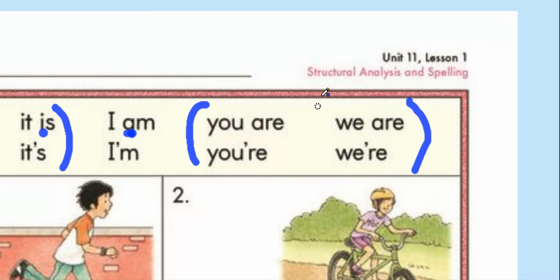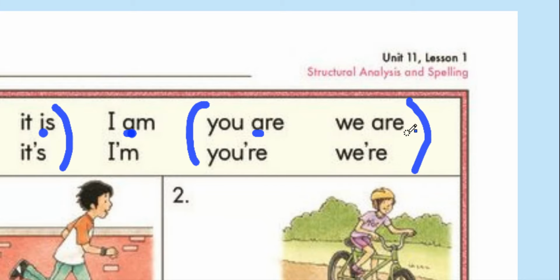We have another set right here, where our second word is the word "are." "You are" and "we are." So let's look at "you are." "You are" turns into "you're." What happens here? Let's see what we drop and replace with the apostrophe. We have Y, we have O, U. There's no A. We replace the A with an apostrophe. So we drop the A, and we have R and E still, to make "you're."